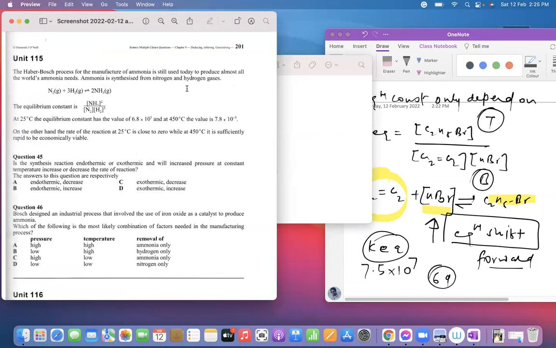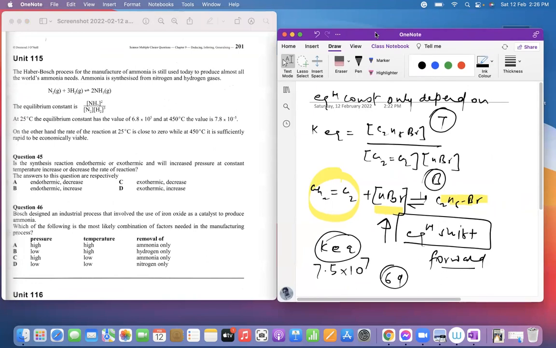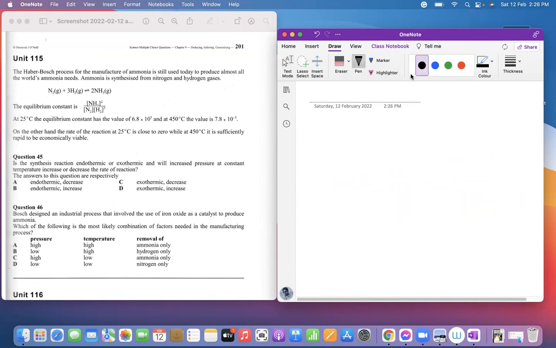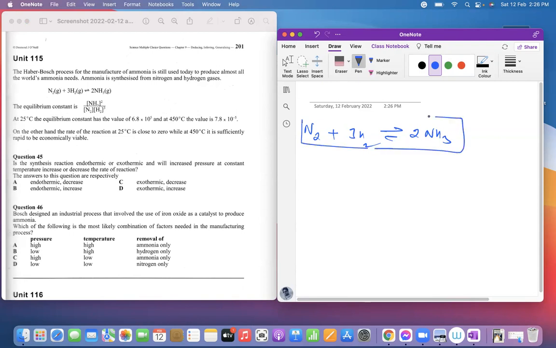Here, a very famous question based completely on Le Chatelier's principle. Tell me, what should be the answer for this? Question 45. We have a reaction which is the formation of ammonia. You can see you have a reaction N2 plus 3H2 that will give 2 NH3. Now 45, what will happen?